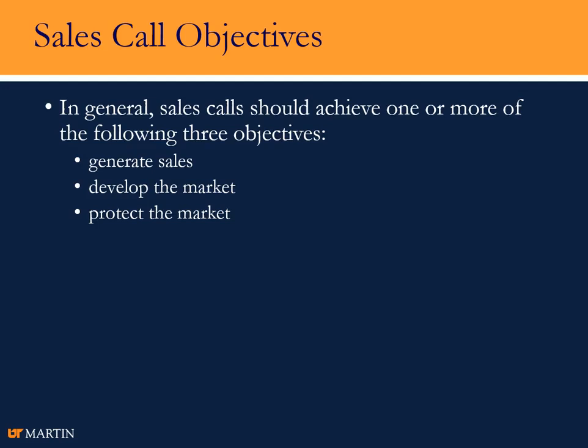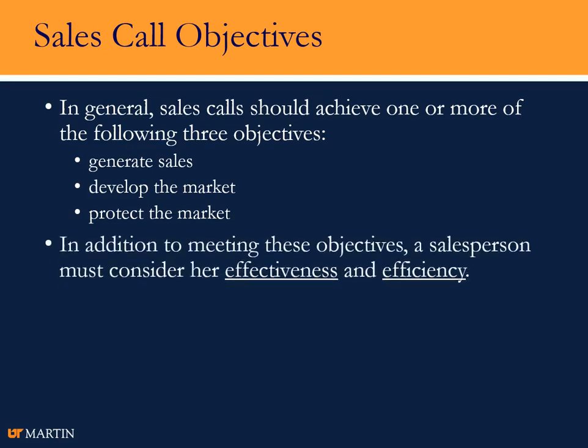So another way to look at this is generating sales is where you're getting a product out to target customers. Developing the market is laying the groundwork for finding new businesses, putting out information, educating customers, gaining visibility for your product. So it's really that marketing side. And then protecting the market is learning about your competitors and working on strategies and tactics that allow you to protect the market that you've already developed.